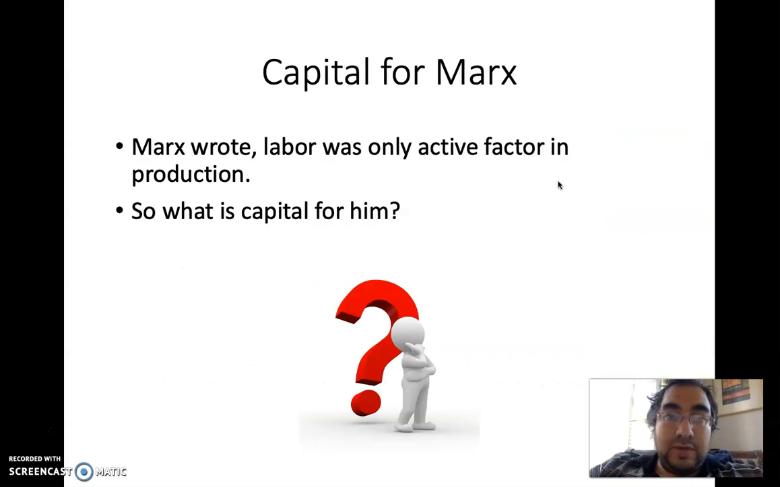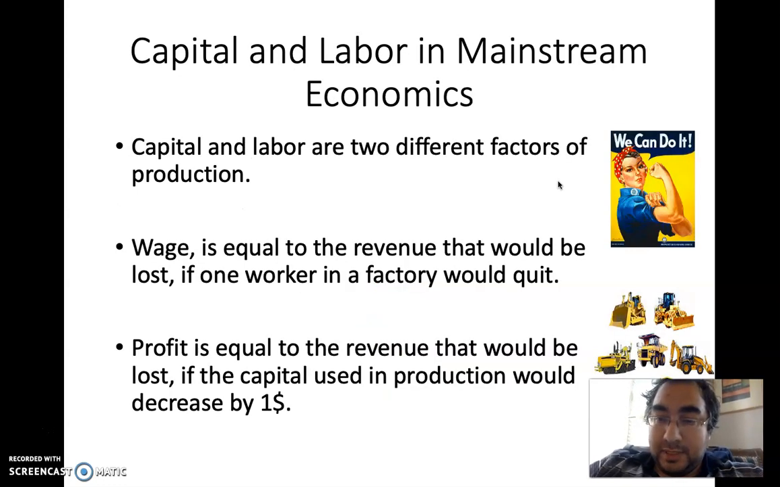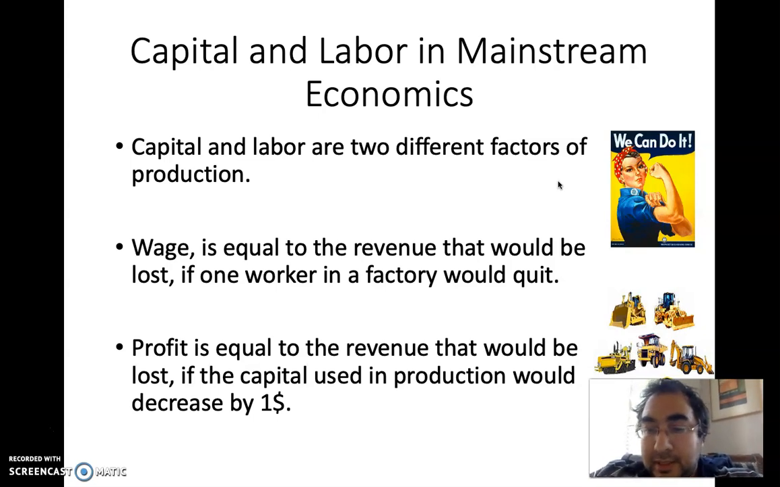But before answering this question, we should make one important definition, which is the definition of capital, because capital for Marx is different from capital as used in mainstream neoclassical economics. So let me first define what capital is in mainstream economics. Capital in mainstream economics means the means of production, like machines and infrastructure, and it is assumed that this capital enters production as an active producing factor.